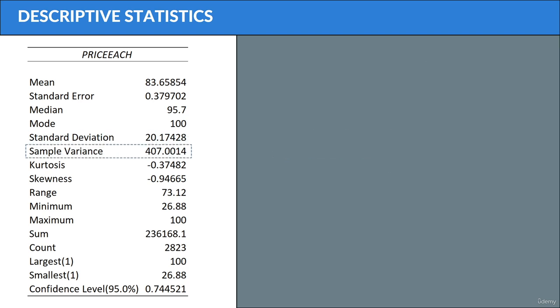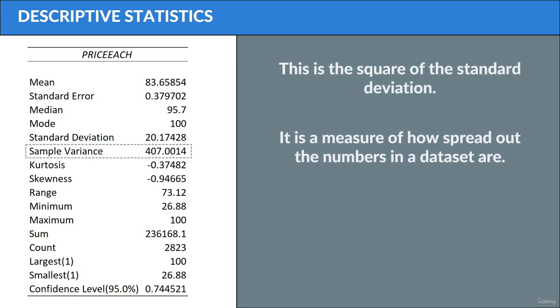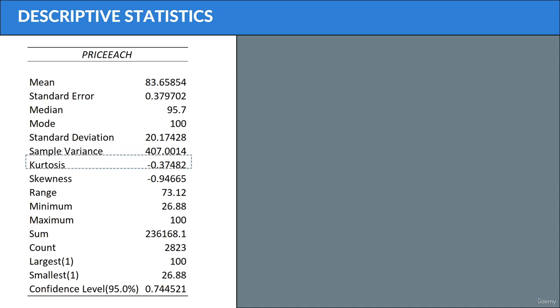After this, we have the sample variance, and this is linked to the standard deviation, in that it is the square of the standard deviation, and it's a measure of how spread out the numbers in a dataset are. The next two statistics we have are the kurtosis and skewness, and these two terms are particularly relevant to data scientists and statisticians. And while data analysts might not engage them as much, they do still offer some valuable insight into the shape of a data distribution.